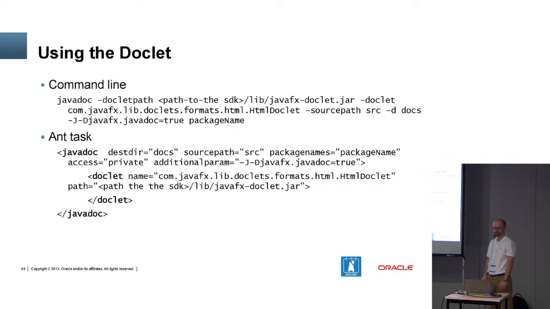The doclet is used as a standard JDK doclet, with the only exception that you need to specify the parameter to the doclet. In newer versions of the JDK, the simple command line parameter JavaFX is enough. In older versions, in JDK 7, which is the version that's now available to the public, you need to specify the system property JavaFX javadoc as it is shown on the slide. In JDK 8, this is no longer needed, and a simple JavaFX switch is enough.